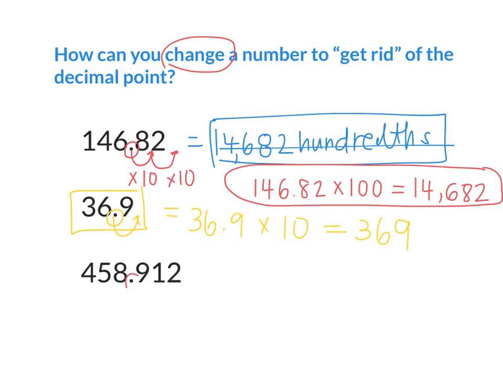Okay. What about this last one? 458.912. What do I have to multiply by? 10, 100, what? 1,000. If I multiply that by 1,000, I will change the value of the number, but I will also only have a whole number. Does that make sense? Okay.